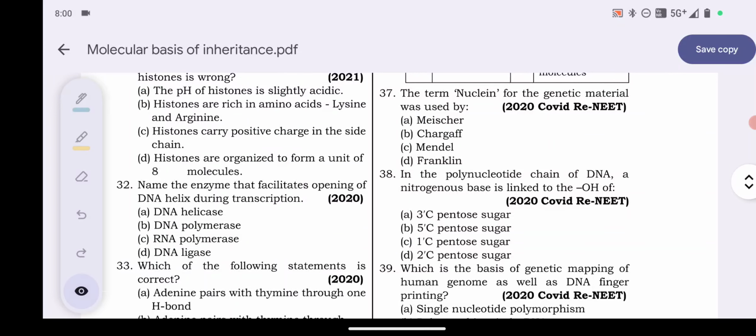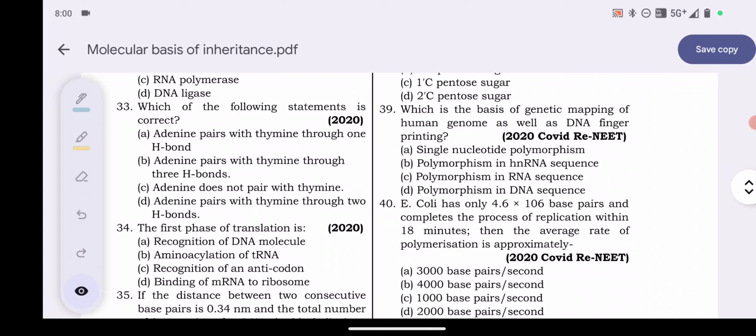Okay. Next, question number 39. Which is the basis of genetic mapping of human genome as well as DNA fingerprinting? बेसिस पूछा है, देखो, सिंगल न्यूक्लियोटाइड पॉलीमॉर्फिज्म, पॉलीमॉर्फिज्म में HNRNA सीक्वेंस, पॉलीमॉर्फिज्म RNA सीक्वेंस, पॉलीमॉर्फिज्म इन DNA सीक्वेंस. So basis of genetic mapping of human genome as well as DNA fingerprinting. So here the answer will be option number D, polymorphism in DNA sequence. Explanation: DNA fingerprinting is a technique for detecting genetic differences in people in a population. It is based on the polymorphism principle in DNA sequences. In the field of forensic science, genetic biodiversity and evolutionary biology, it has a wide range of applications. So D option is the correct answer.